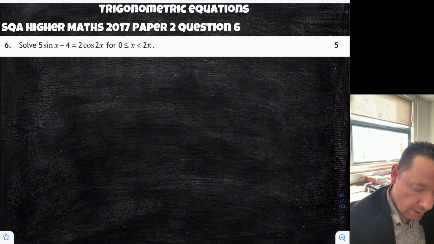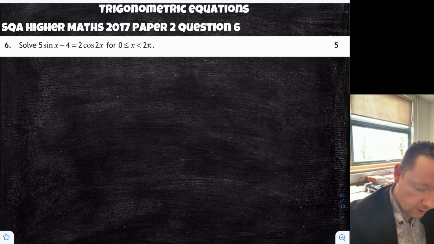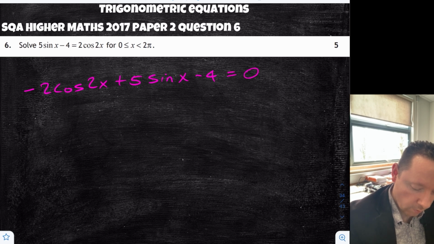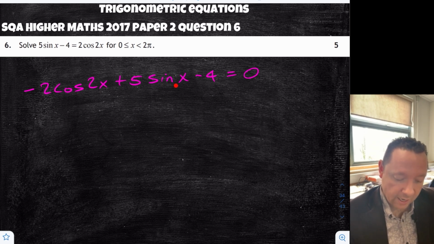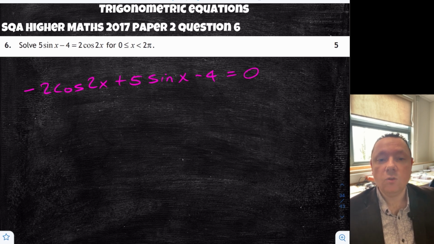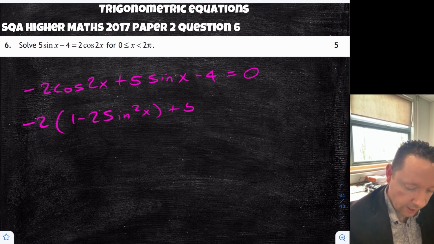So let's move the 2 cos 2x to the left-hand side. If I put it in front, it'll be minus 2 cos 2x plus 5 sin x minus 4, and that would be equal to 0. Cos 2x is a double angle, so we can use the double angle formula. Since I want to make it look all the same, I'll make it look like sine. So, start of exam paper, cos 2x is 1 minus 2 sine squared x. So I say minus 2 times (1 minus 2 sine squared x) plus 5 sine x minus 4 equals 0. Don't know why I put a degree sign on there.